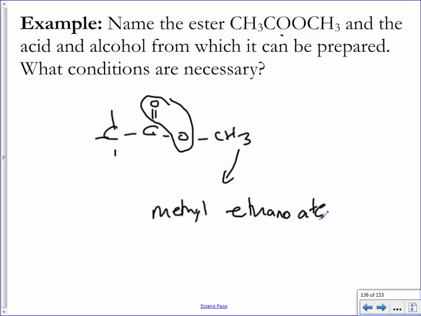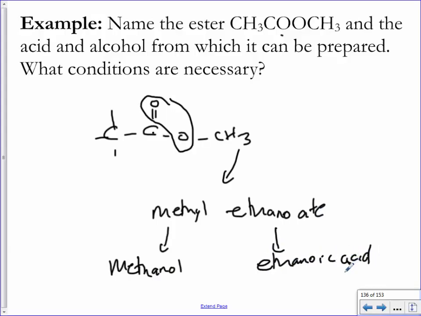After a while, you kind of figure out what these came from fairly quickly. The methyl must have come from methanol. And this must have come from ethanoic acid. You could just look at it. After a while, you can look at it and go, well, this part came from the alcohol, and this part came from the oic acid.